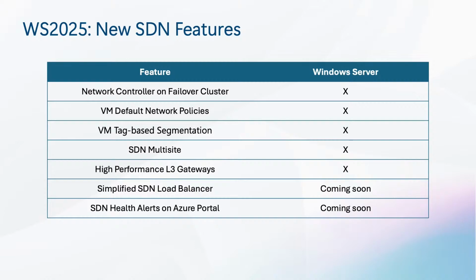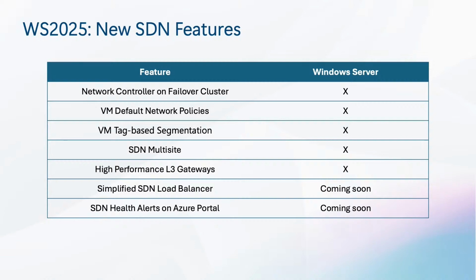SDN multisite, a super powerful feature that we released in Windows Server 2025. This gives you the ability to take a network controller and pair it with another network controller and be able to provide native L2 and L3 communication between those environments, as well as take network security groups and elevate those to a global policy that can then be shared and unified across those 2 environments. So again, it's super powerful.